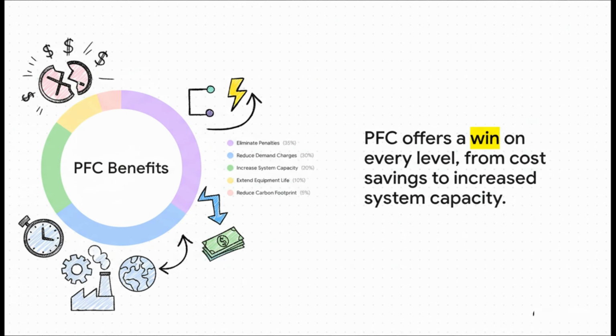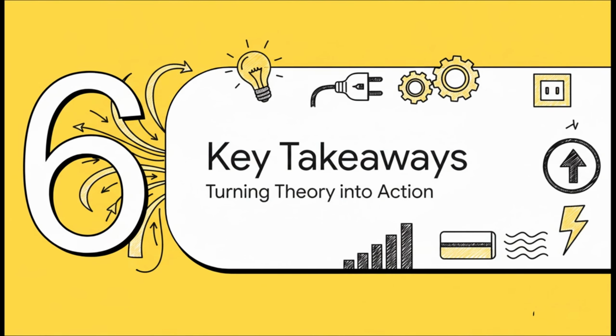This chart here breaks down the whole picture perfectly. Yeah, the biggest piece of the pie is getting rid of those nasty utility penalties. But right behind that is reducing your demand charges. Plus, you actually increase your system's capacity without needing to install bigger wires or transformers. And of course, you make your equipment last longer and even shrink your carbon footprint. It's a win-win-win-win.